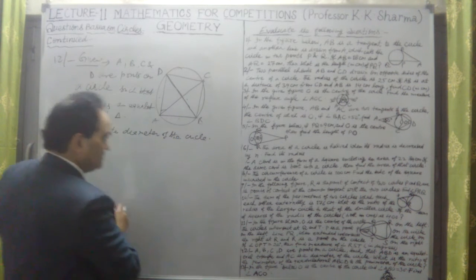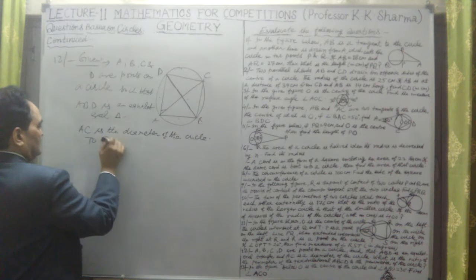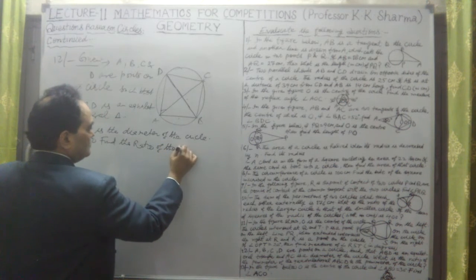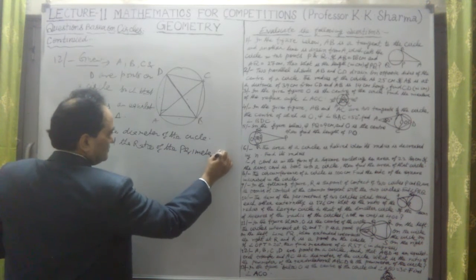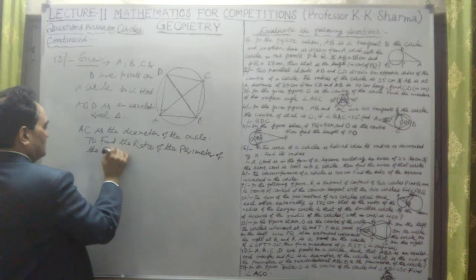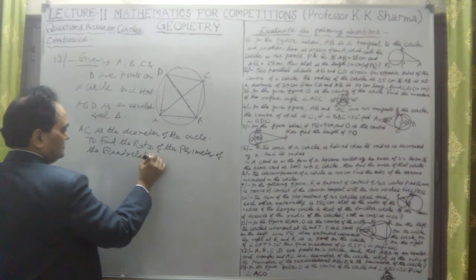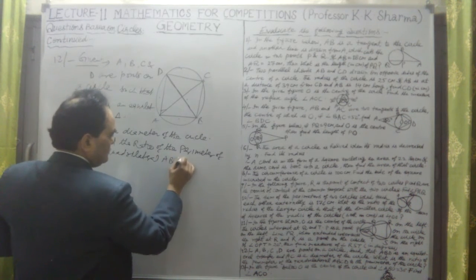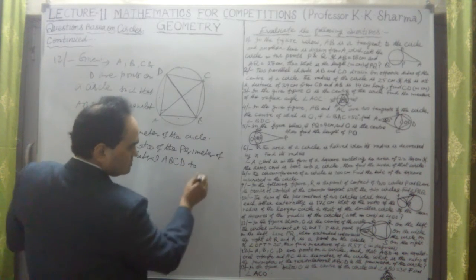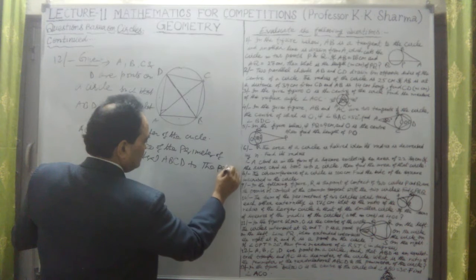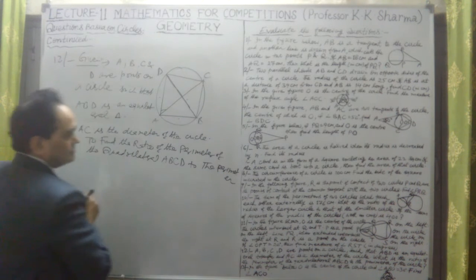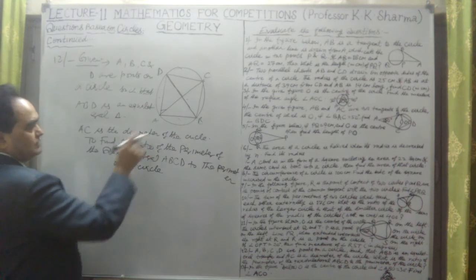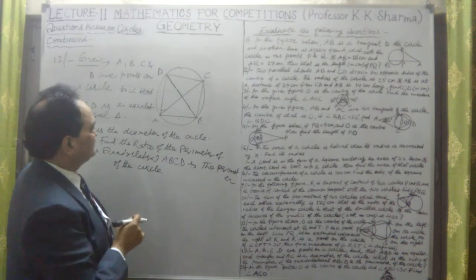What is the ratio of the perimeter? To find the ratio of the perimeter of the quadrilateral ABCD to the perimeter of the circle, that means circumference of the circle. Okay, so we have to find out what is AB plus BC plus CD plus AC.